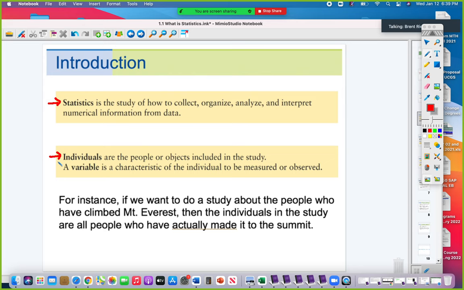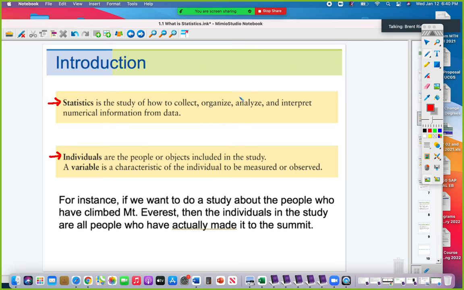So if that's what you would like to do, I do know that you may have already gotten these from the book. And that's okay. By the way, the book might have a subtle difference in how they describe these things. That's okay. These are just generally what these vocabs mean. So statistics is just the study of how to collect, organize, analyze, and interpret numerical information and data.